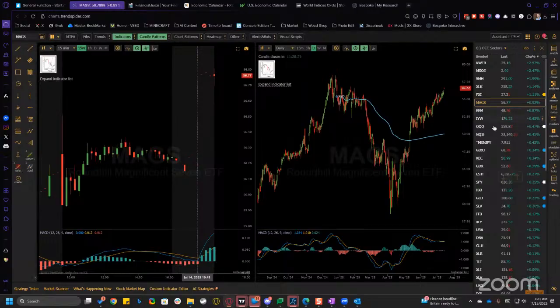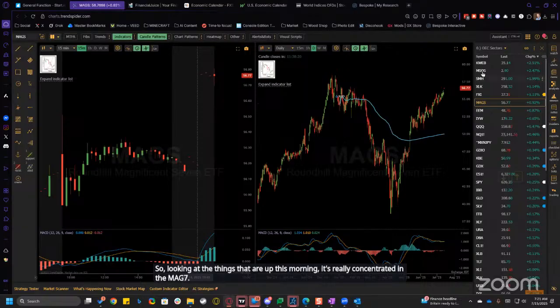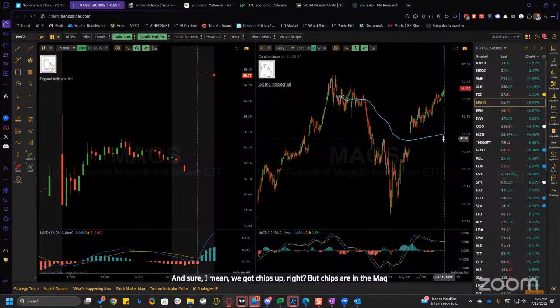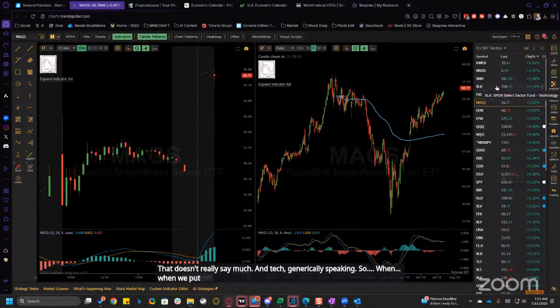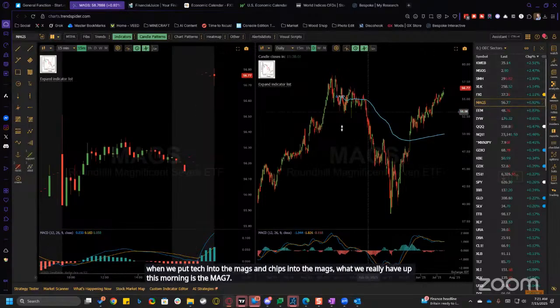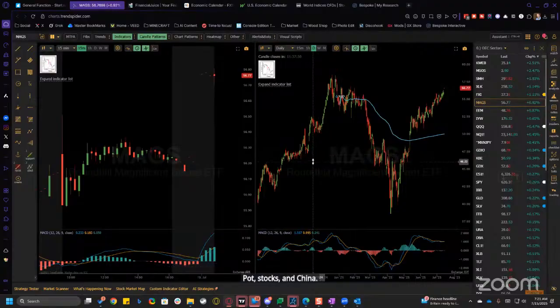So looking at the things that are up this morning, it's really concentrated in the Mag 7. And sure, we got chips up, right? But chips are in the Mag 7, so that doesn't really say much. And tech, generically speaking. So when we put tech into the mags and chips into the mags, what we really have up this morning is the Mag 7, pot stocks, and China. That's a really concentrated rally day, and it wouldn't take much to see it begin to unravel, say like NVIDIA taking a nap.